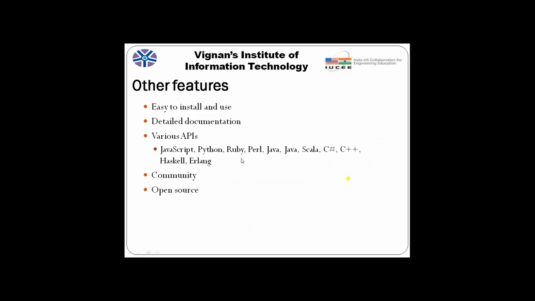So the other features are that it is very easy to use and easy to install, and MongoDB University provides detailed documentation. The most important thing is that APIs are provided for JavaScript, Python, Ruby, Perl, Java, Scala, C#, and C++. All of these can be used for writing code to access the MongoDB database. And it is a community, open source NoSQL database.